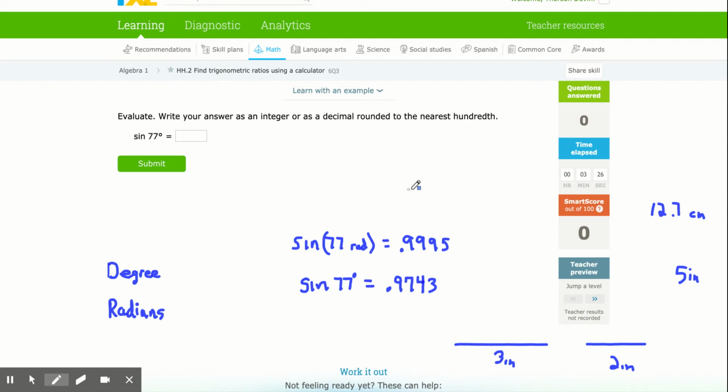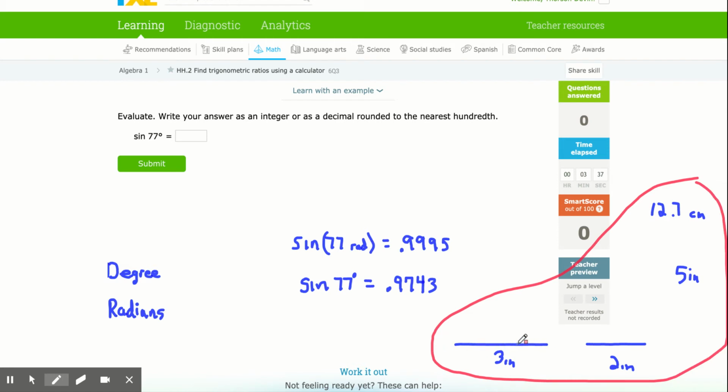Your calculator might be in the wrong mode. Let's look for an example down here. I just want to talk about an example of what I mean by this. If I gave you two lengths that were 3 inches in length and 2 inches in length, and I asked you to add those two lengths together, you would get 5 inches.